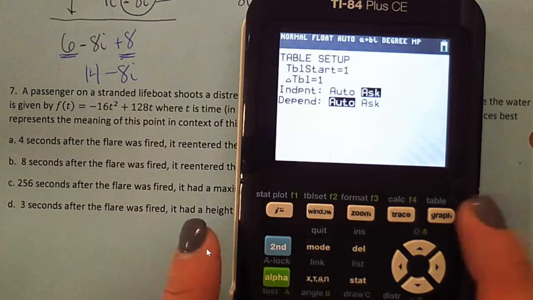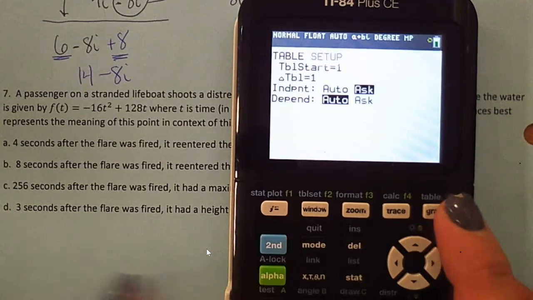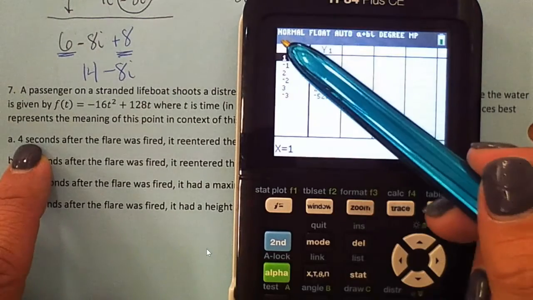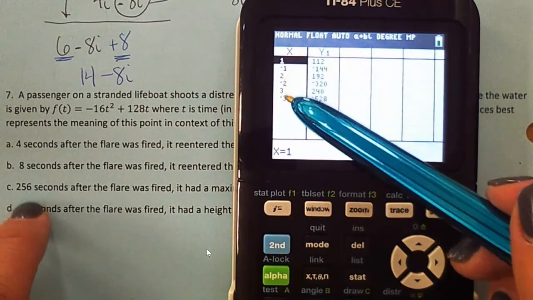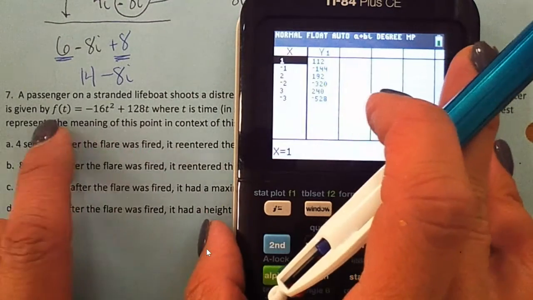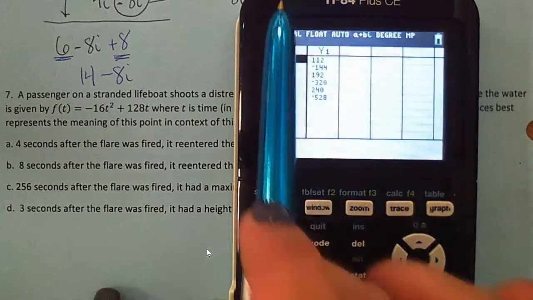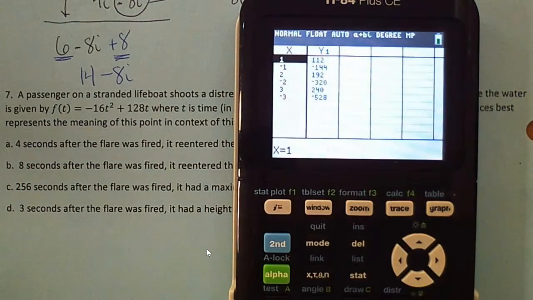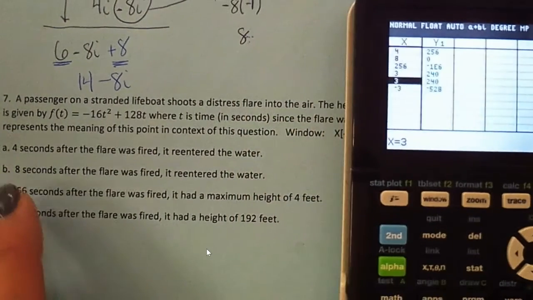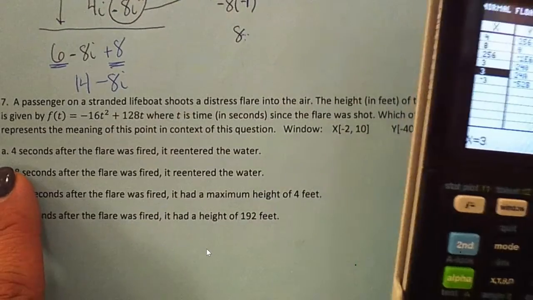And then what we're going to do is we're going to go to our table by hitting second graph, and we're going to realize that time is like our x, and we're going to put these numbers in that they give us for a choice and see what we get for our height, because if we put our time in, we'll get our height. And if you already have numbers there, you can just type over them. So I'm going to type in 4 for 4 seconds, 8 for 8 seconds, 256 for 256, and 3 for 3. All right, first what I want to see is, did these numbers get me there?